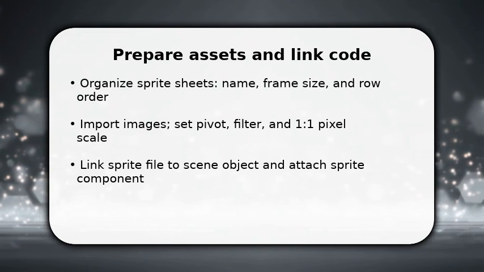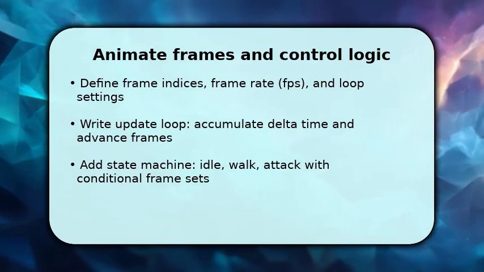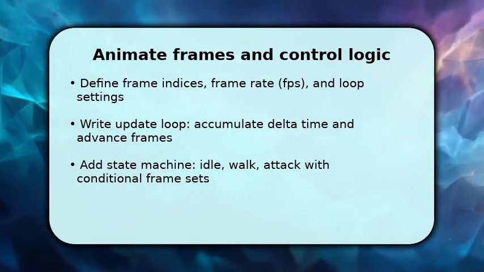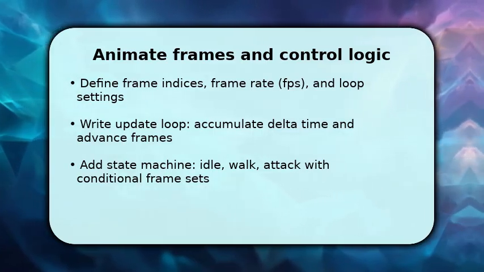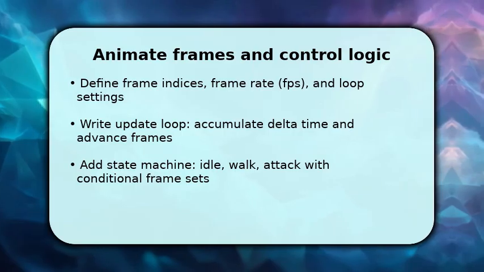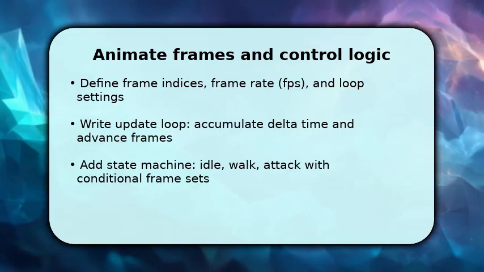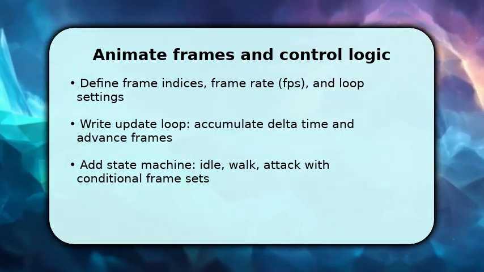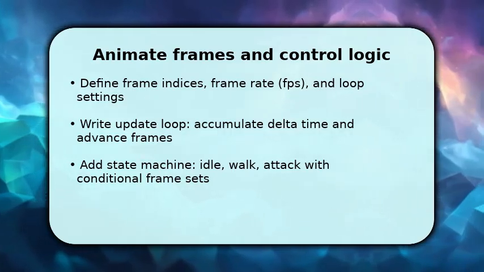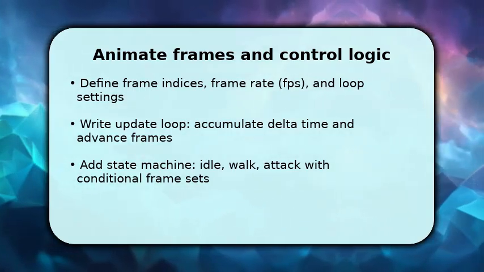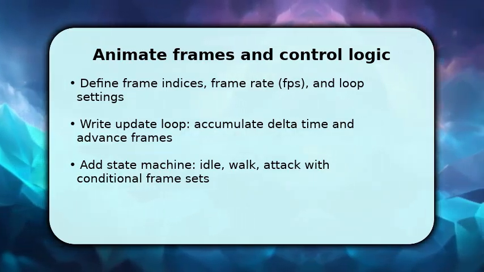You now build the animation and control logic so sprites move appropriately. Begin by defining frame indices and a frame rate. That tells the system when to advance. In your update loop, accumulate delta time, and when it exceeds 1/FPS, increment the frame index and wrap per loop setting. Next, connect that to a simple state machine, idle, walk, attack, so each state selects a frame range. Once wired, test transitions to ensure frames switch smoothly and timing feels natural.